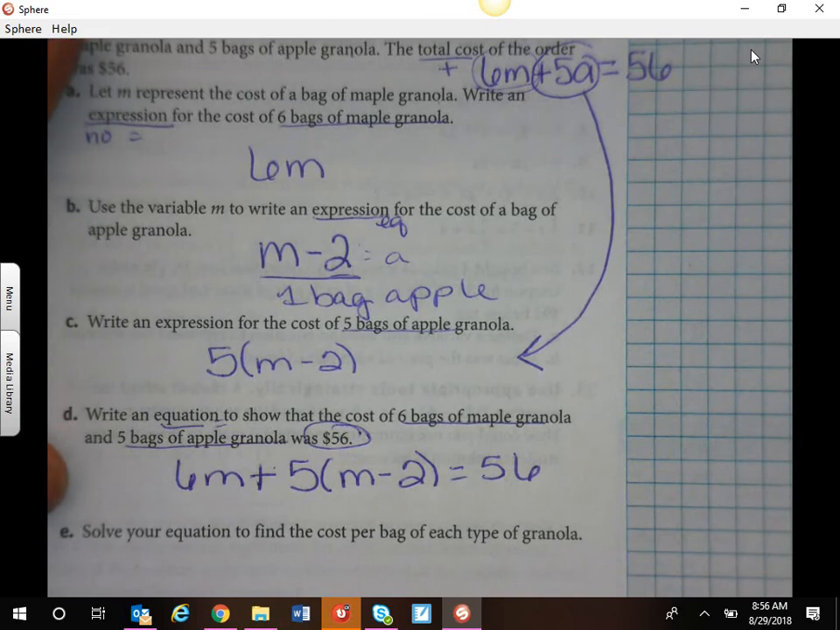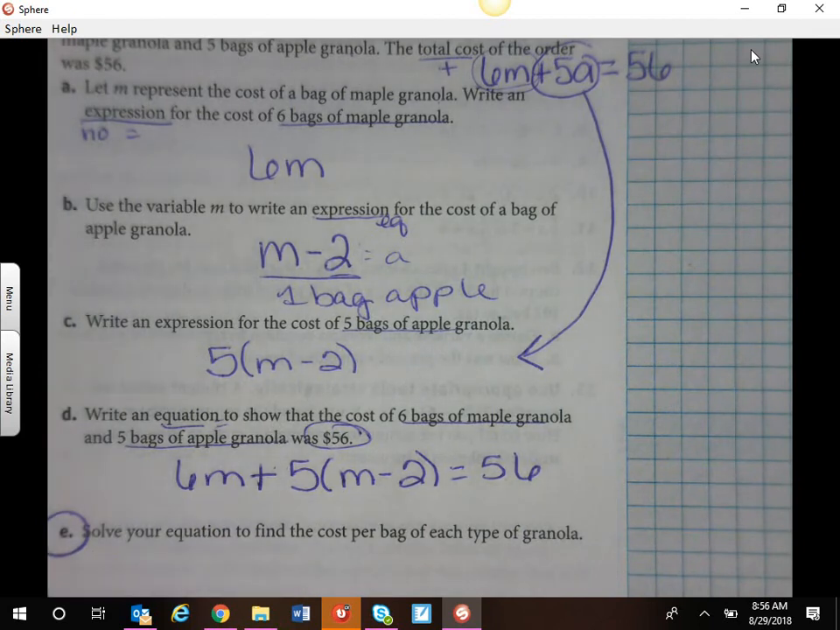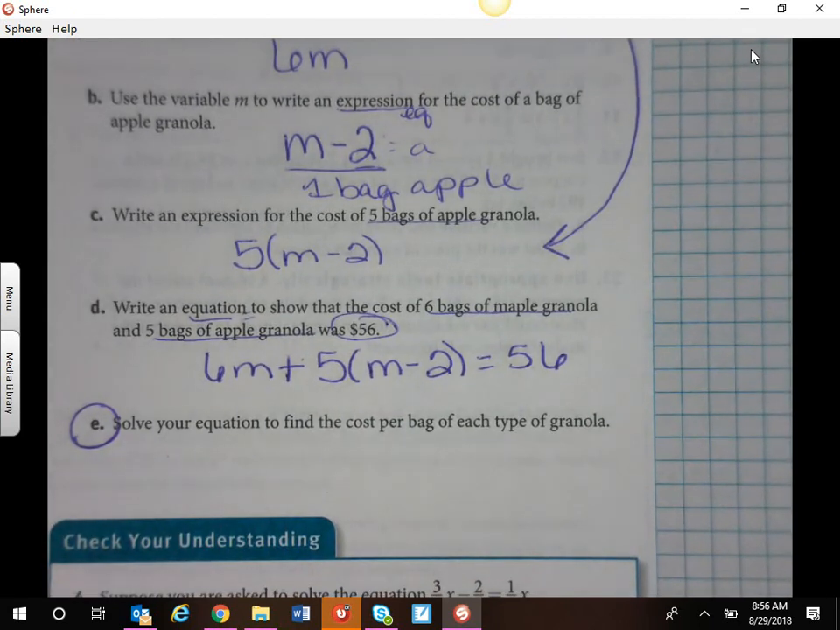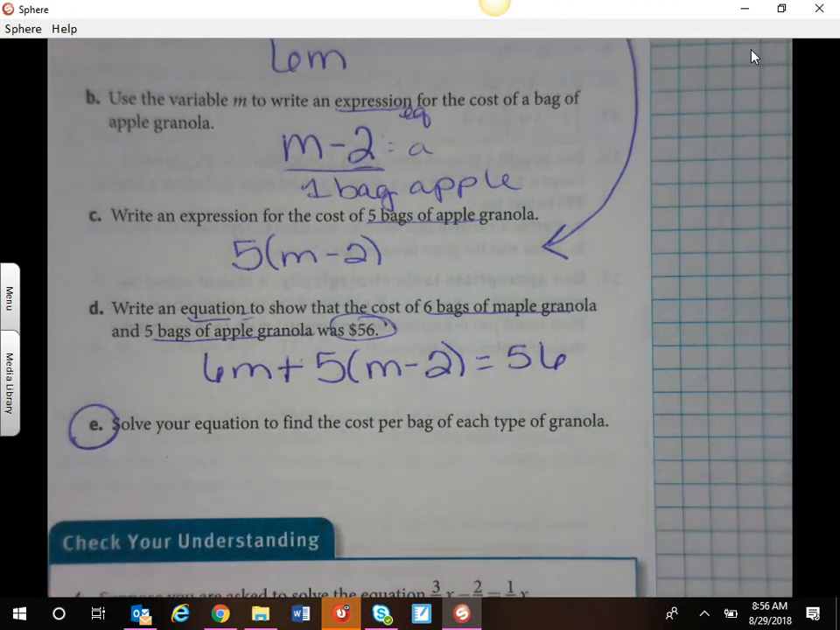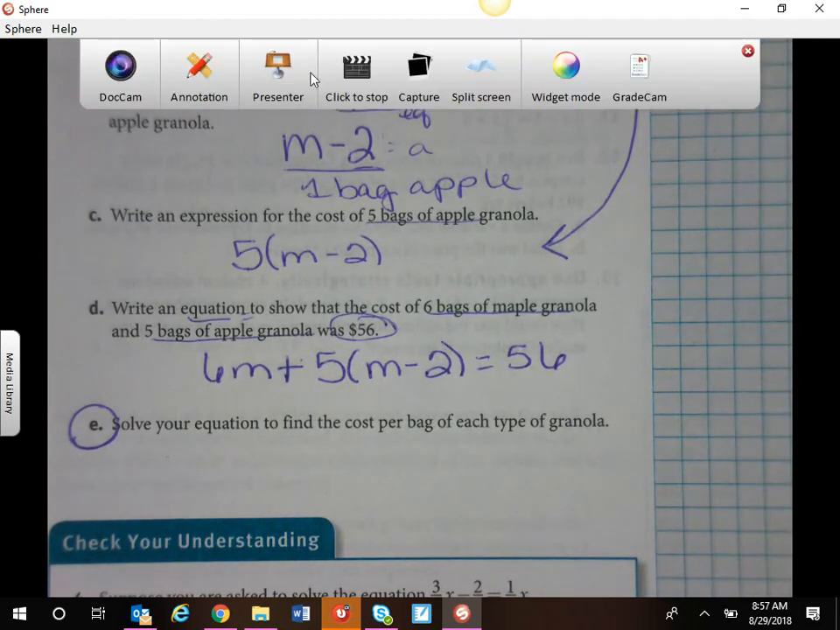So what I would like you to do is I want you to do E. And that is what I want you to answer at the end of the video and submit. Make sure you click done. And then tomorrow when you come to class, we're going to do some more practice with using all of these steps in the same equation. Have a good night.